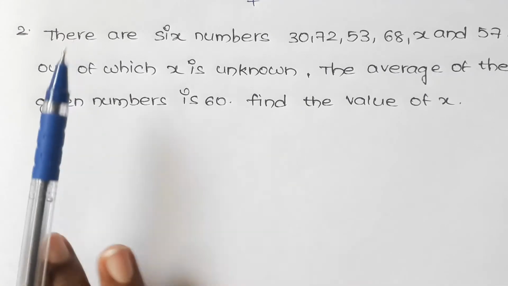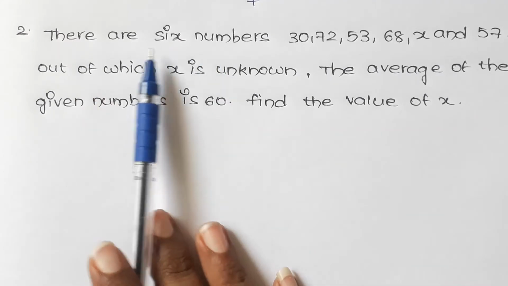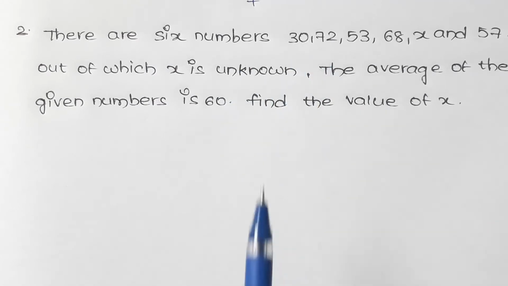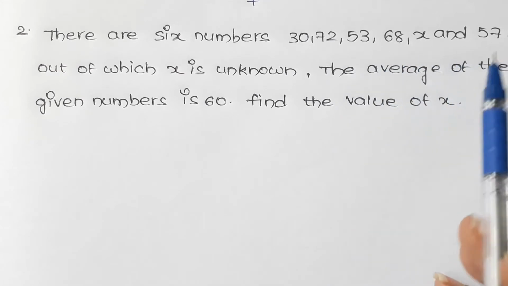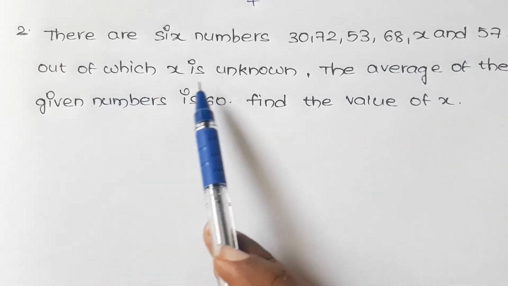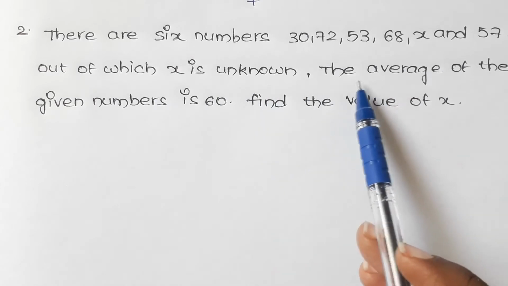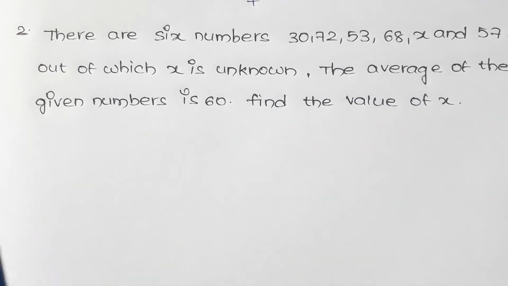Here is the second question: there are 6 numbers, that is 30, 72, 53, 68, x and 57, out of which x is unknown. The average of the given numbers is 60, and find the value of x. Here they have given some of the numbers and one unknown number. And also the average is already given, and now we have to find the unknown value by using the average formula. Now let us see the solution.